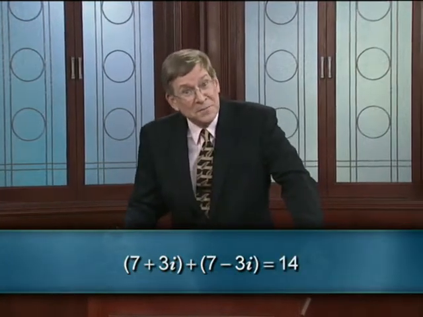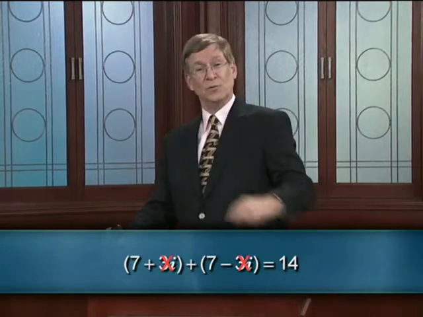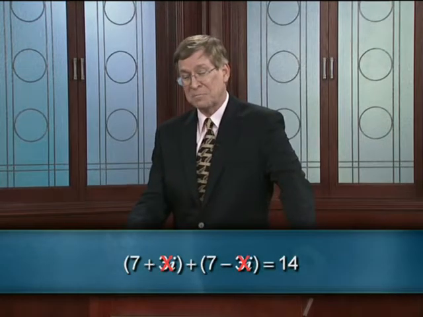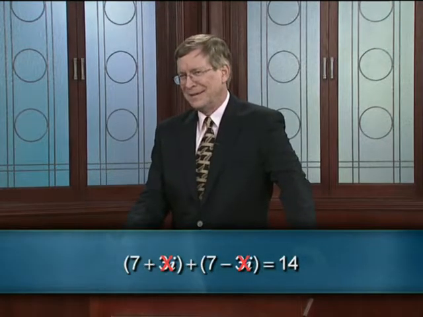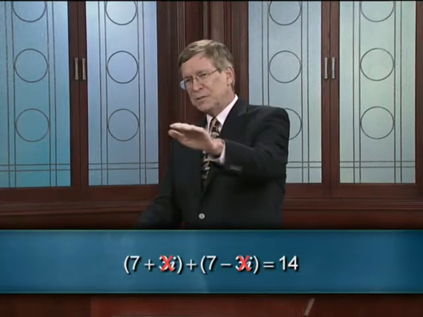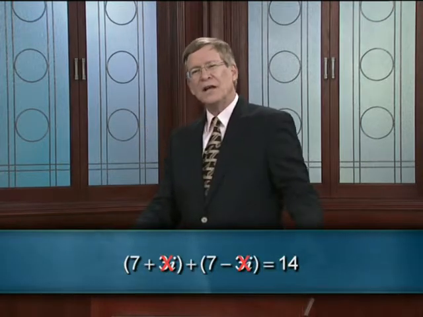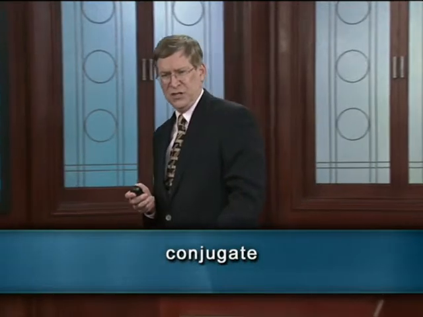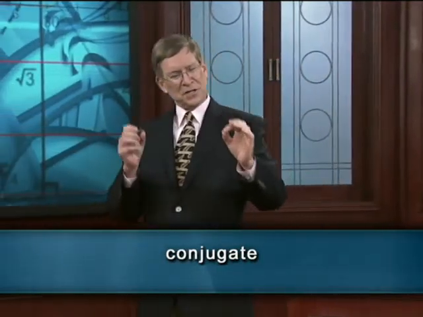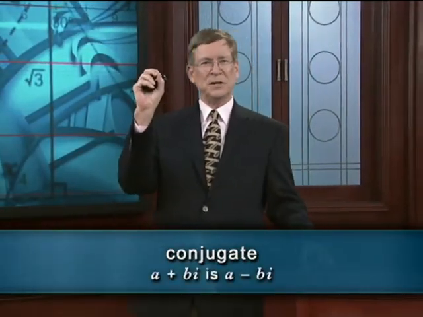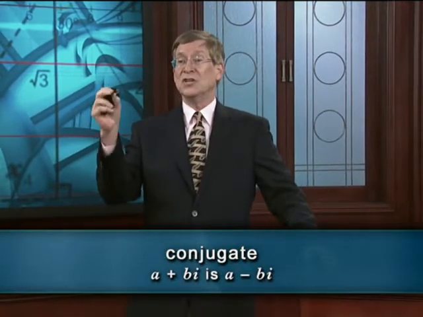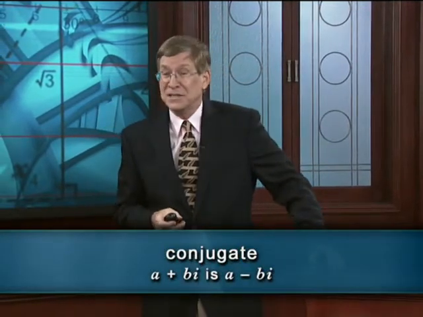And look what happens. The 7 plus 7 is 14, but the 3i cancels with the minus 3i. Well, what's happened here? You see the relationship between these two complex numbers? Those are called conjugates of each other. The definition of a conjugate is, if you have the complex number a plus bi, its conjugate is a minus bi. And the sum of a complex number and its conjugate turns out to be real.